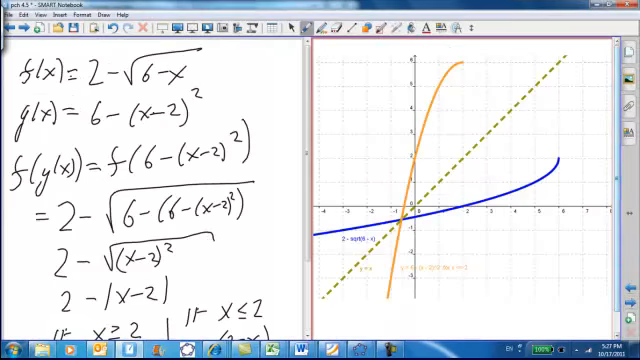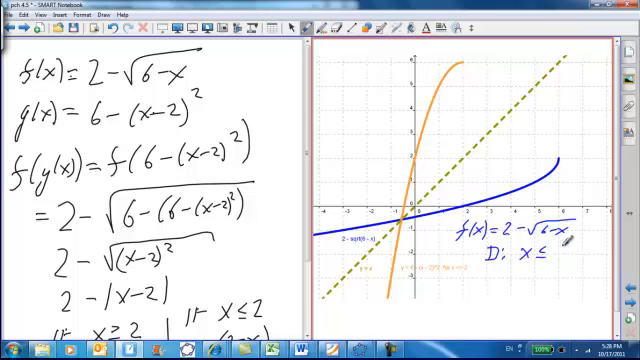So getting back to this now, watch what happens with each of these. Our original function was f of x equals 2 minus the square root of 6 minus x. Its domain was restricted by the 6 minus x in here. The domain was x must be less than or equal to 6. The range, you can tell from the graph, we have all the points from 2 down. y less than or equal to 2.